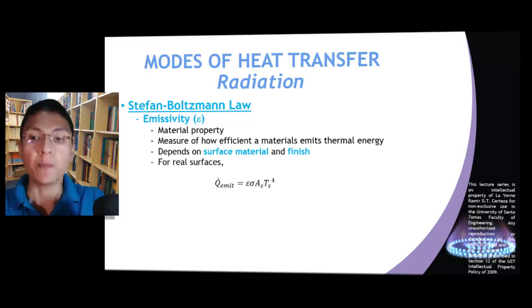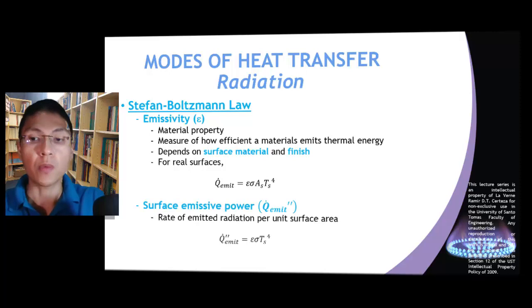Through this property, we can now write the formula for the thermal radiation emitted by a real surface in this way. Now the value of epsilon is obviously equal to 1 for a black body, while it is between 0 and 1 for a real surface. Another way by which we can express the rate of emitted radiation is on a per unit area basis. We refer to this as a surface emissive power, and we denote this as Q dot sub emit double prime.